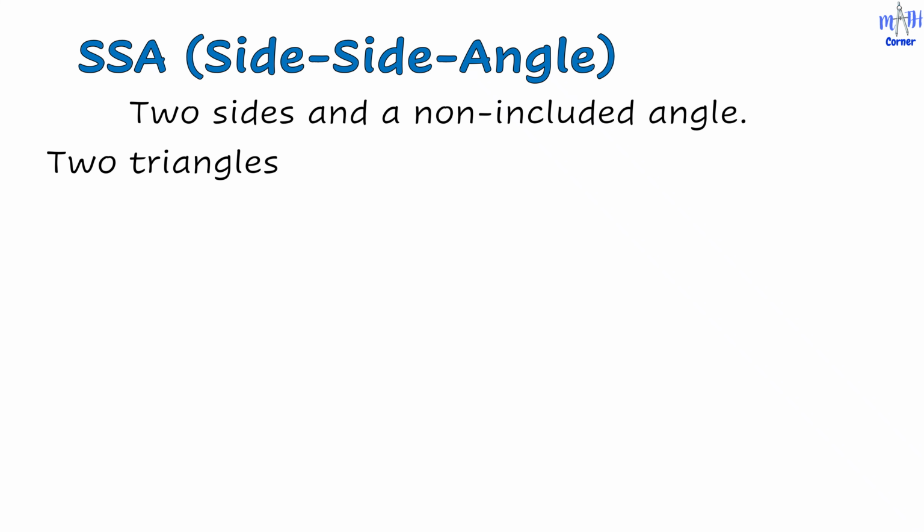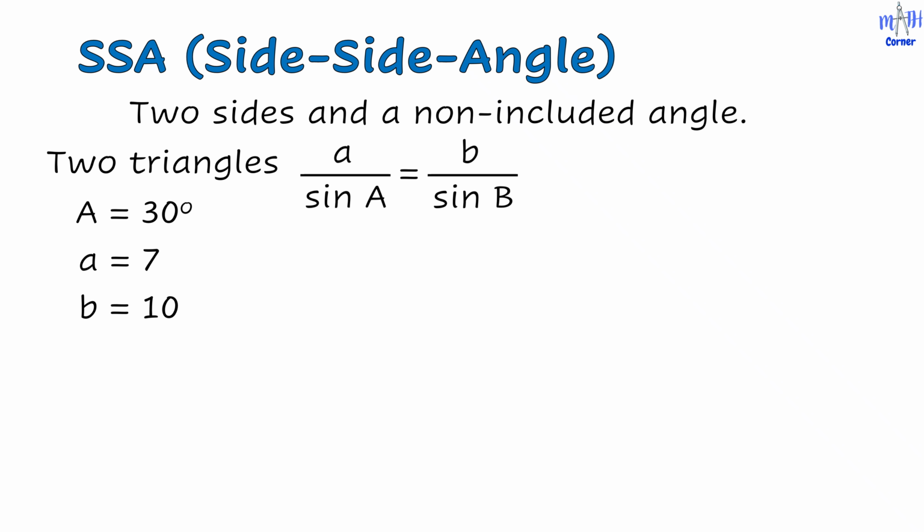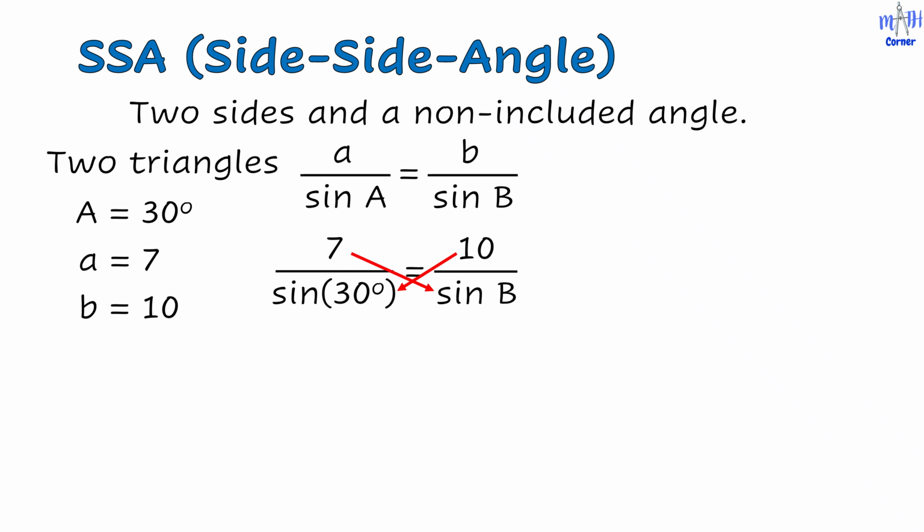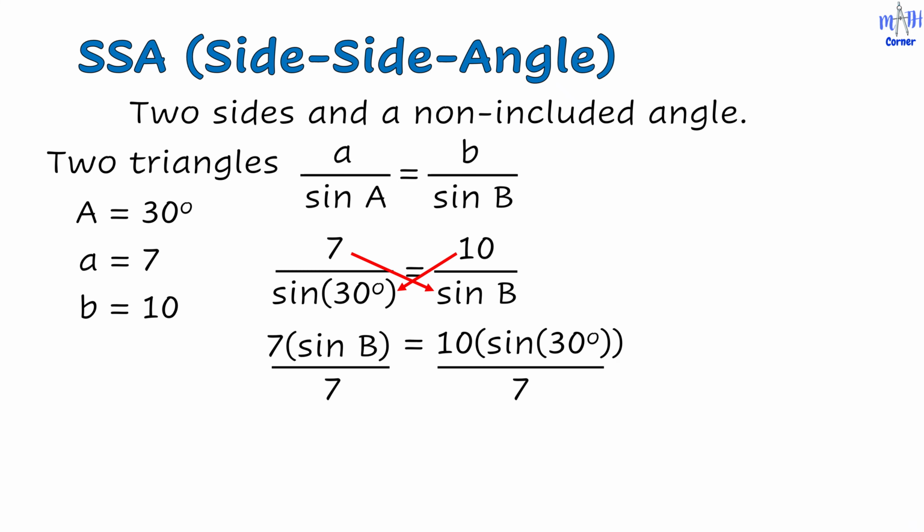SSA Case 3, two triangles. Suppose angle A is 30 degrees, side A is 7, and side B is 10. Apply law of sines. Let's use A over sine A equals B over sine B. Substitute. 7 over sine 30 degrees equals 10 over sine B. Cross multiply. 7 times sine B equals 10 times sine 30 degrees. Divide both sides by 7.